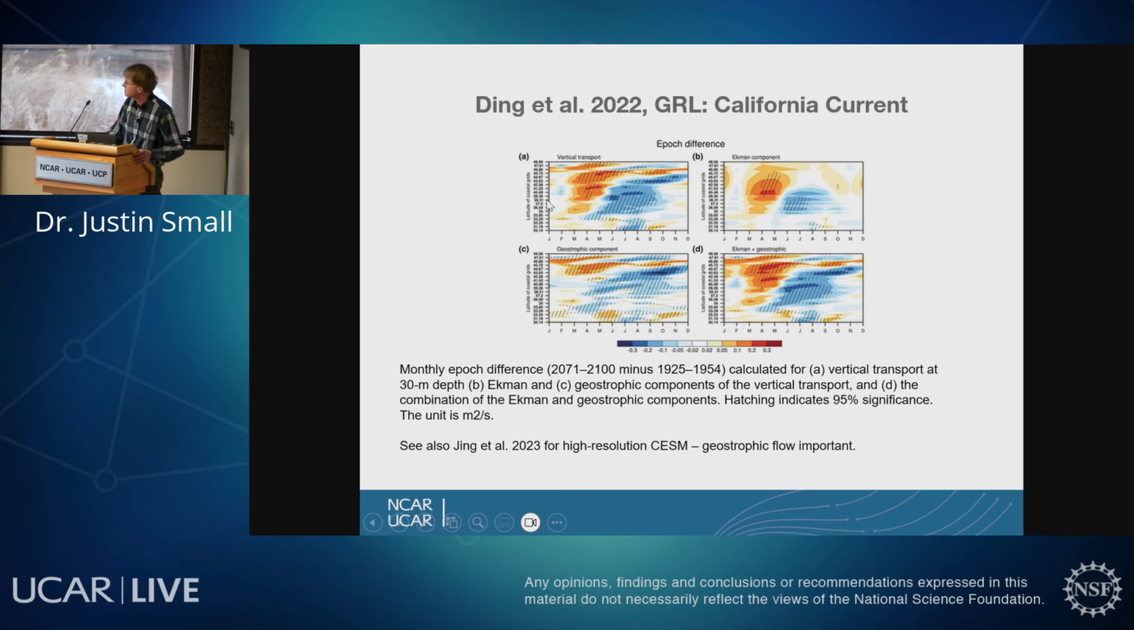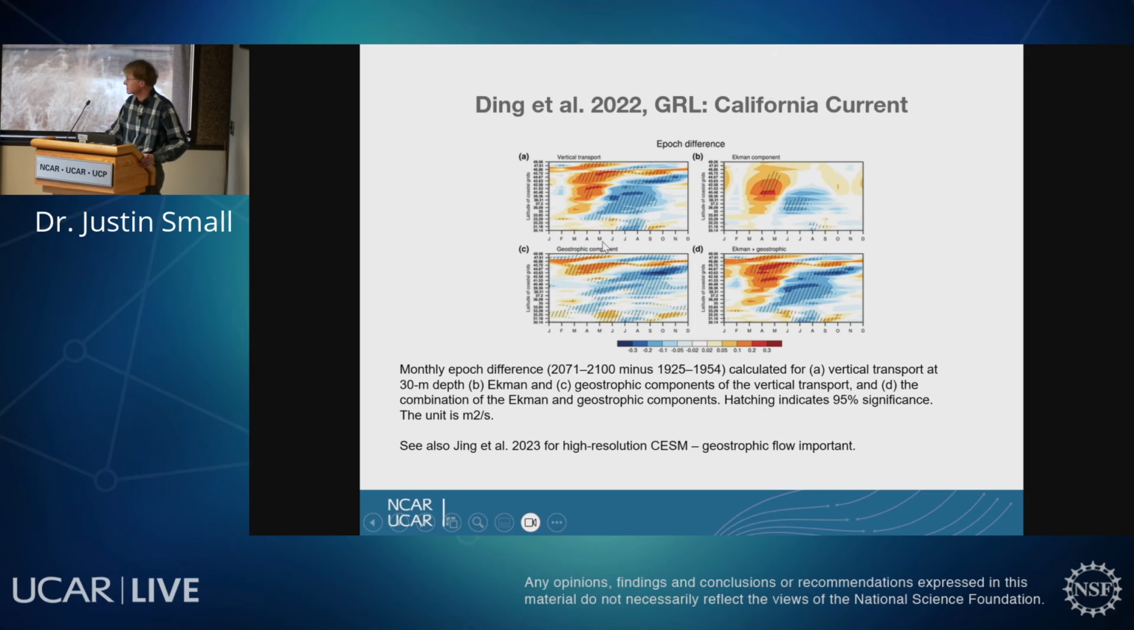What is shown here is the trend, or actually an epoch difference, future minus current, or historical. And this, I believe, is a function of latitude and calendar month. This is the total vertical transport in this panel. Top right, this is the wind stress induced part. This is the Ekman part, qualitatively similar. But then bottom left, this is the geostrophic part.